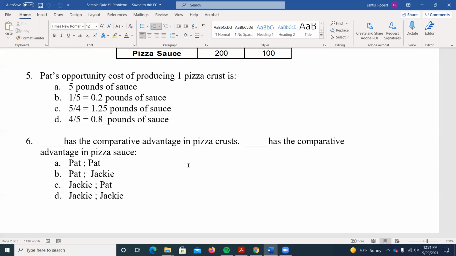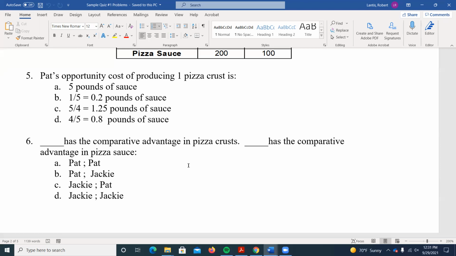Questions on that? So essentially, comparative advantage, who can produce it at a lower cost? What if I ask about absolute advantages here? Let's say I phrase this as who has the absolute advantage in pizza crust production and who has the absolute advantage in pizza sauce production? What would the answer be?